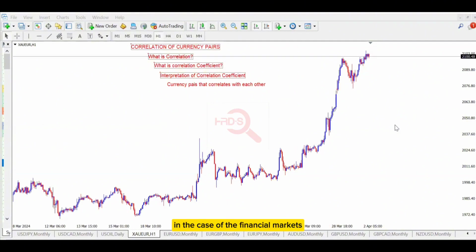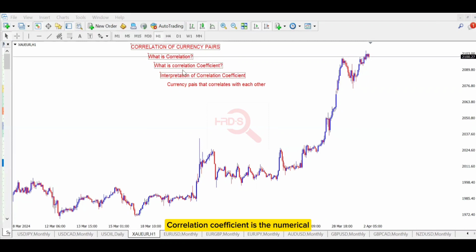In the case of the financial markets, correlation is used to predict which pair or security is likely to move in the same direction per time. We have what we call correlation coefficients. The correlation coefficient is the numerical figure that you use to interpret the correlation that exists between two variables.